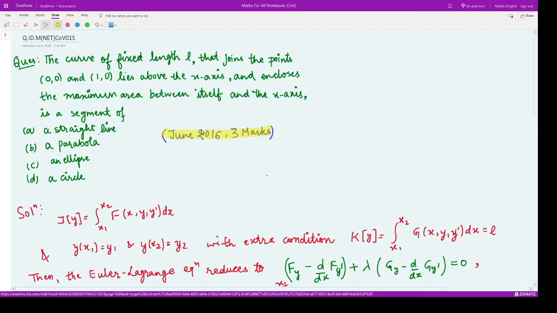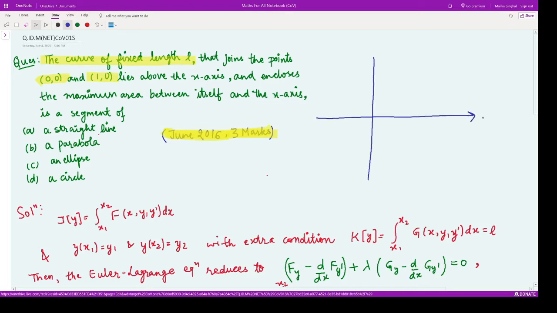In this video, we are trying to solve a question of June 2016, which is of 3 marks. The question is: the curve of fixed length L which joins the points (0, 0) and (1, 0), lies above the x-axis, and encloses the maximum area between itself and the x-axis is a segment of which of these? So, let us see what it states.